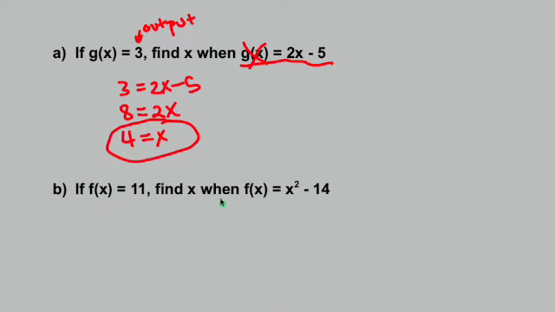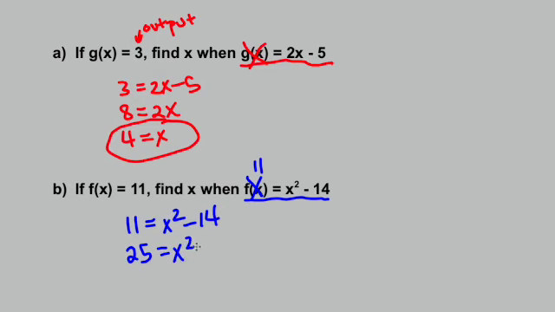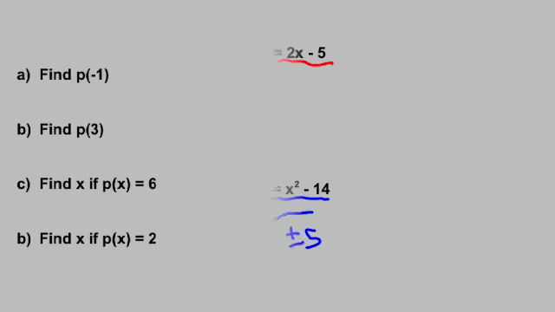What if f of x equals 11, and here's our equation over here. All we're going to do is replace the f of x with 11, and we're going to say 11 equals x squared minus 14. I'm going to go ahead and add 14 on the one side, add 14 over here. 11 plus 14 is 25. And then, of course, if we were to square root both sides, we're going to get plus or minus 5. So the answer here is either positive 5 or it's negative 5.